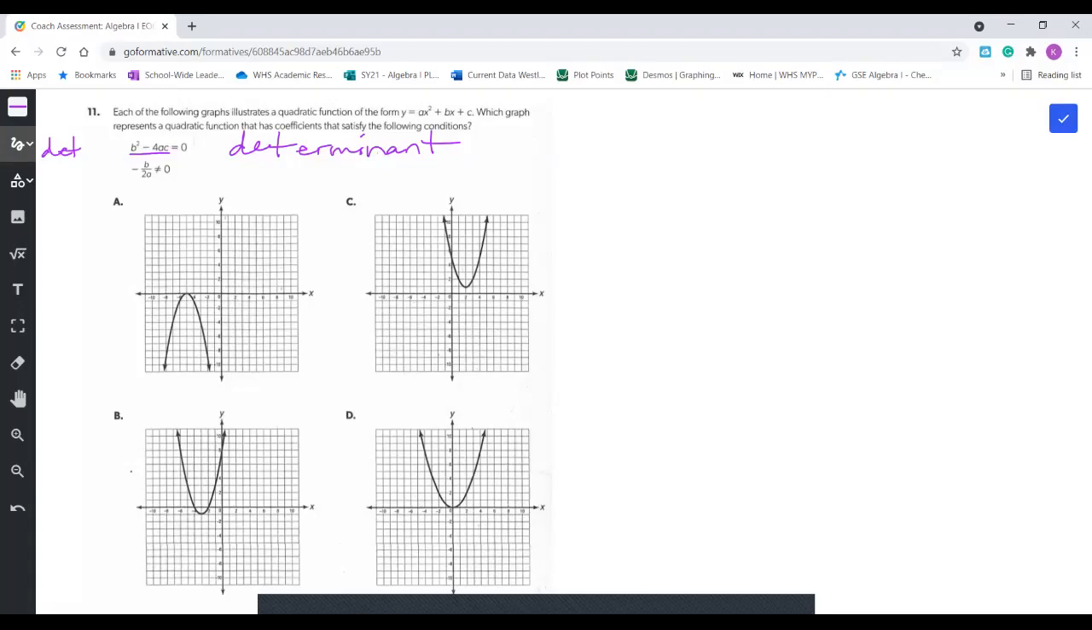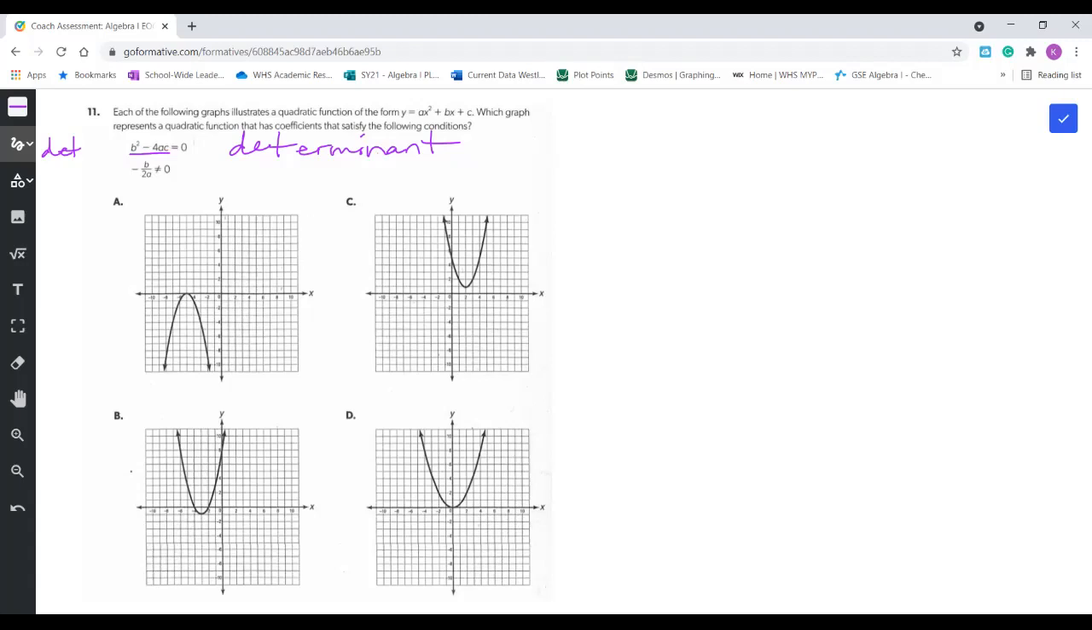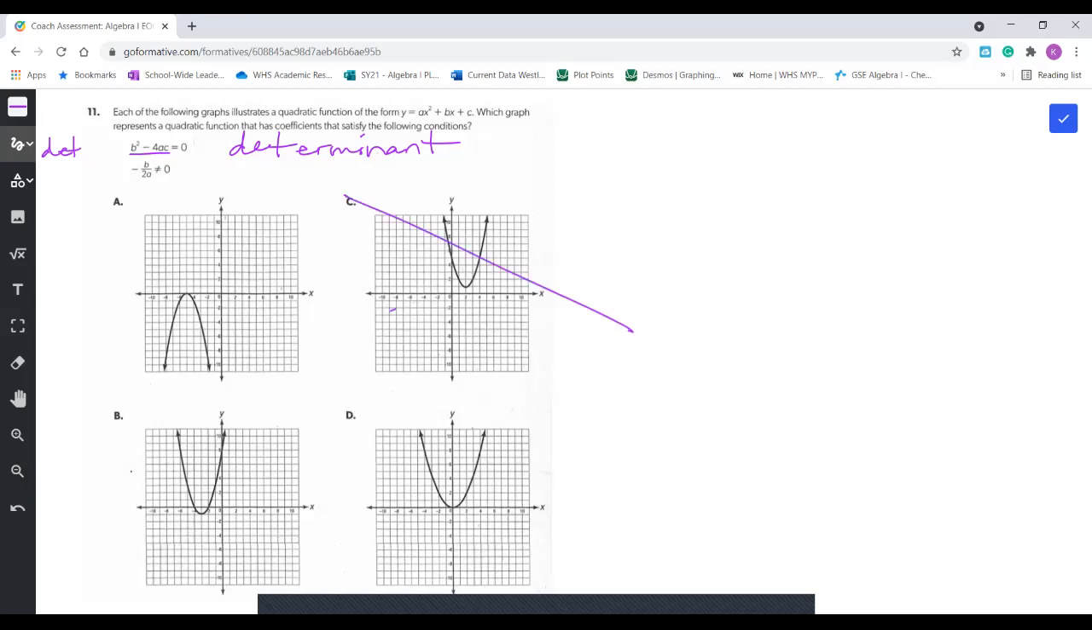We talked about when the discriminant is greater than 0, you have two roots, two x-intercepts. When it is less than 0, there are no roots. It doesn't cross the x-axis at all. But when it's exactly equal to 0, it only has one solution. So that means it just kisses the axis at one point, right? So that means C is out because it doesn't even cross the x-axis, and B is out because there are 2 roots. So we narrowed it down to A and D.